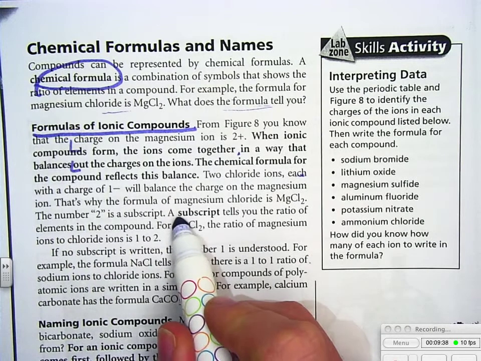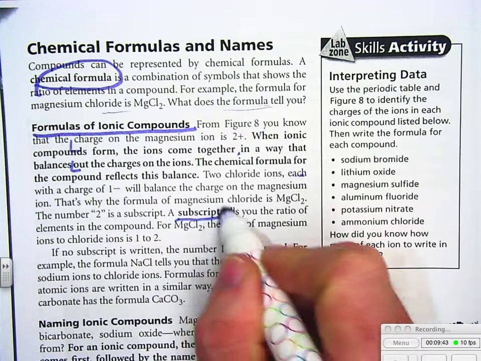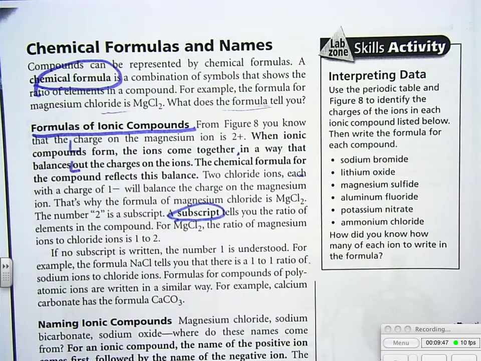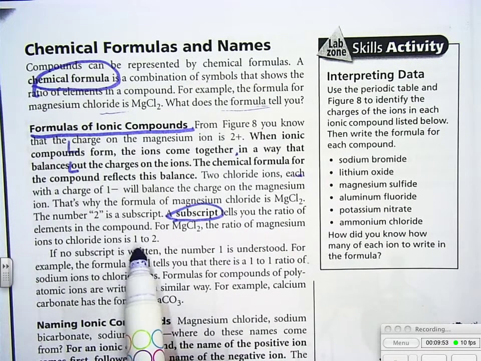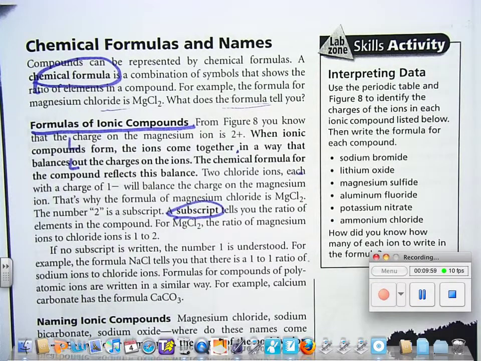A subscript, vocab word, tells you the ratio of elements in the compound. For magnesium chloride, the ratio of magnesium ions to chloride ions is 1 to 2. That means there's 1 magnesium for every 2 chloride. Okay, that means it's time to move on. Go to the next video.